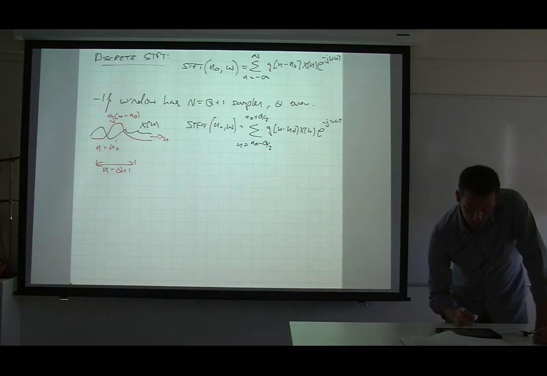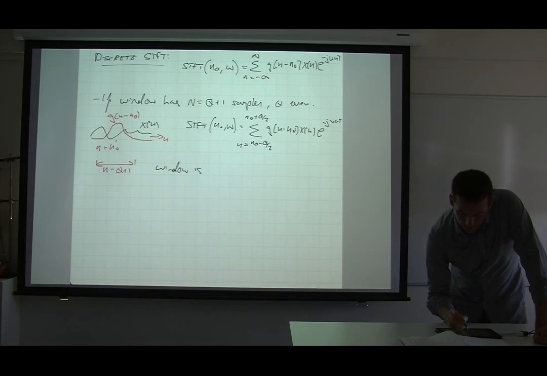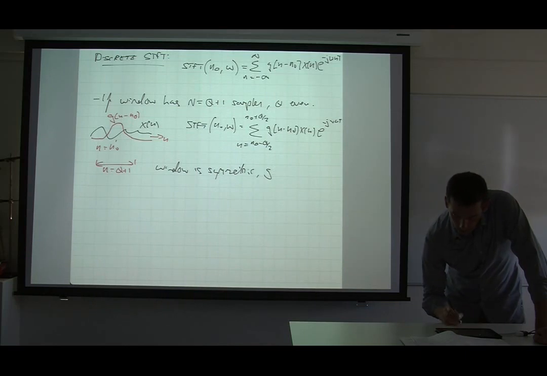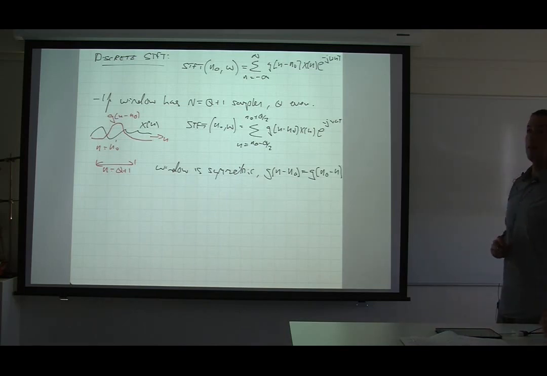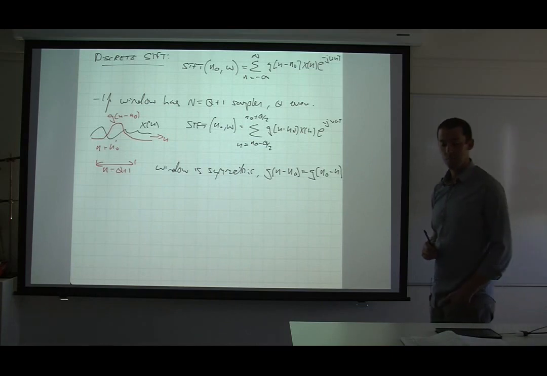And because the window is symmetric, I can say that G of N minus N naught, if I write slower it comes out better, is equal to G of N naught minus N. And you will have to think about that for a second, why is that the case?